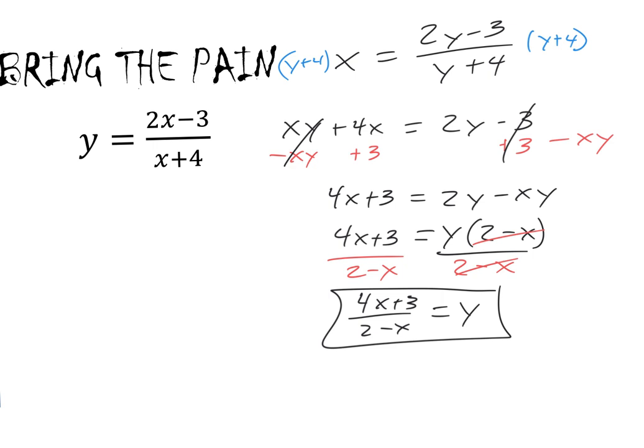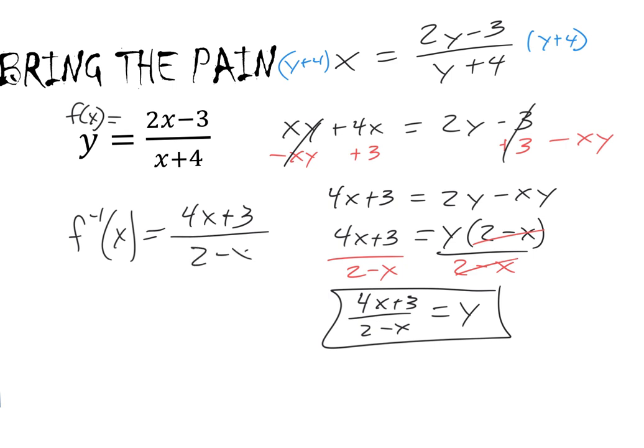If this is f of x, then the inverse function of x would be 4x plus 3 over 2 minus x. And hey, if you really want to, you could take this whole thing, plug it in for x, and see if it simplifies down to just x.